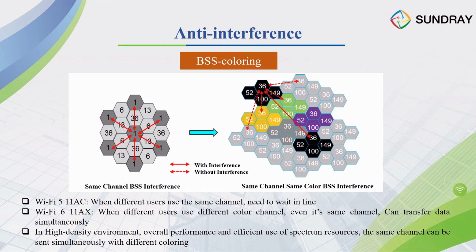So now let's say another one is the BSS-coloring. BSS-coloring is used for anti-interference. For the Wi-Fi, we said that they have an interference problem. So Wi-Fi 6 tries to solve it. We use different colors for the channels.